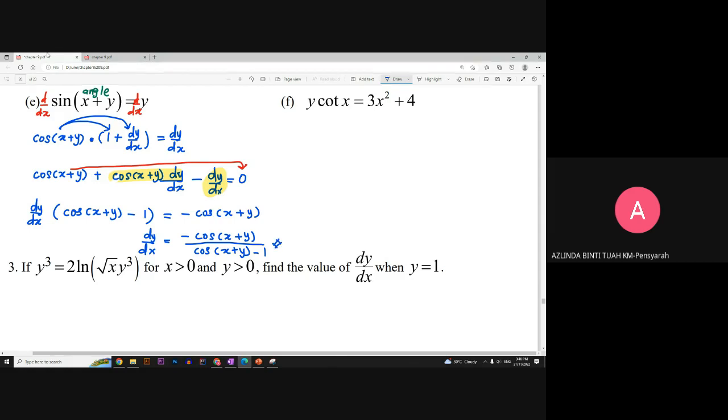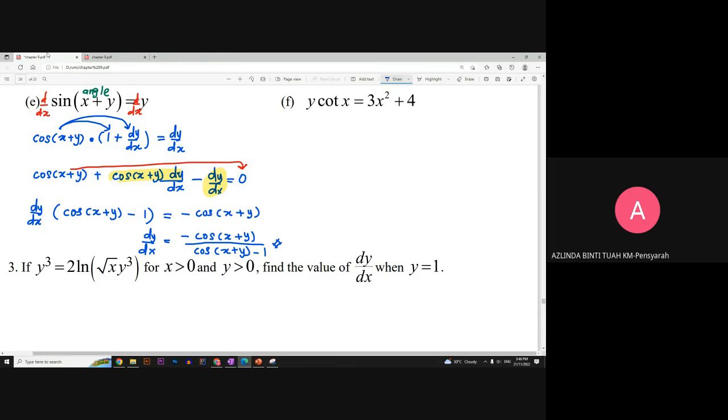Never ever cross cancel out cos with cos, okay. It's different. On top it has cos theta, at the bottom it has cos theta minus 1. So totally different. Okay, next example, we have y cot x equals 3x squared plus 4.